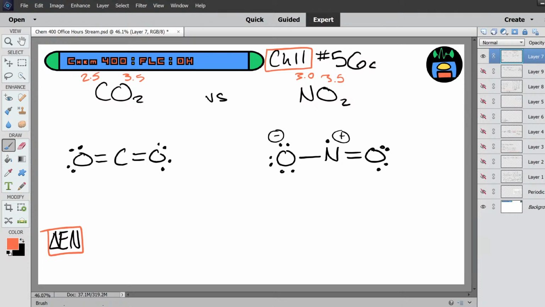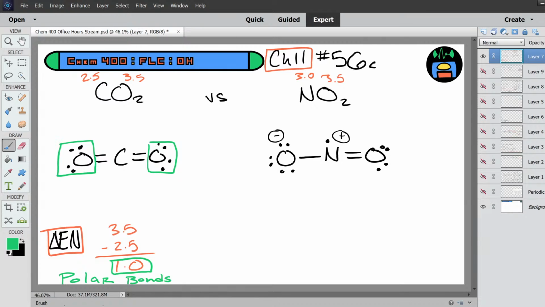All right, so starting off with our change in electronegativity. For carbon dioxide, we have 3.5 minus 2.5. So we come out with an electronegativity difference of 1.0. So this means that we have polar bonds.